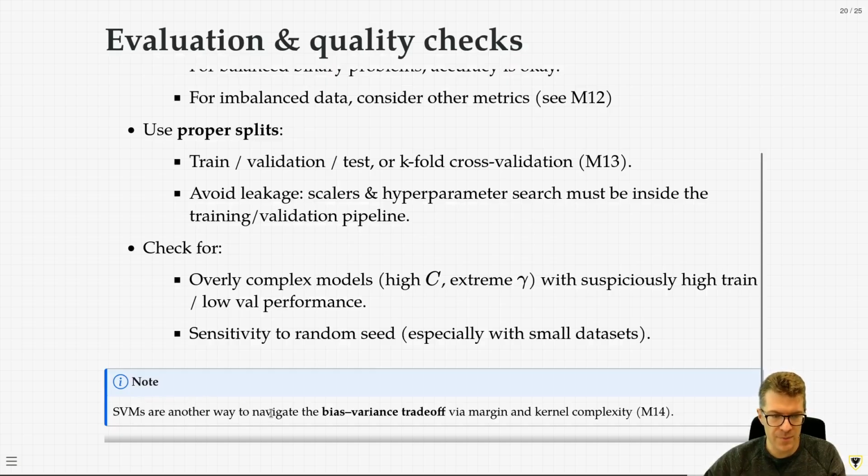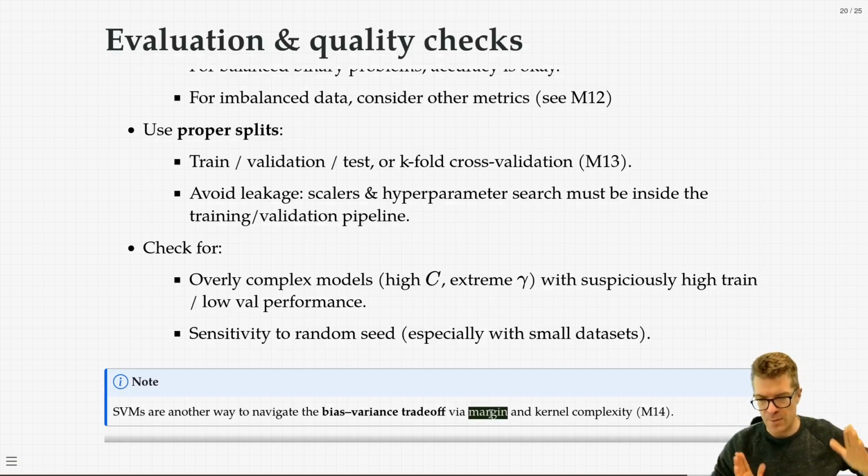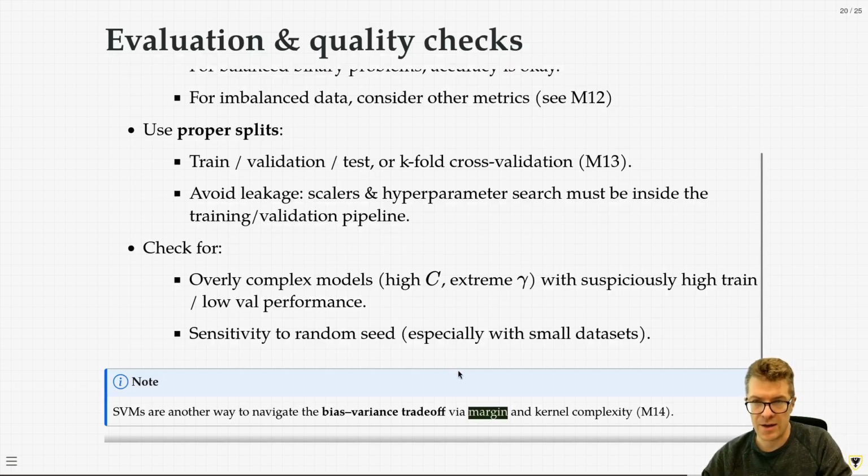SVMs are also subject to the bias-variance trade-off, which we talked about in module 14. Here, the bias-variance trade-off rears its ugly head through the margin, but all of the high-level wisdom that we learned in the bias-variance trade-off with regression translates almost one-to-one to binary classification, and to SVM classification in particular.